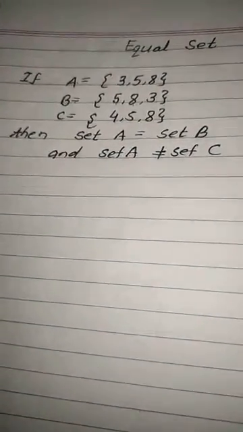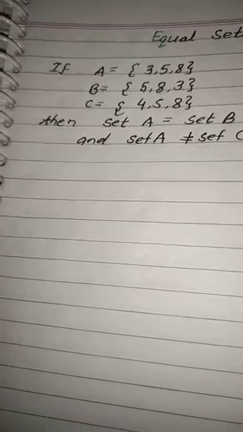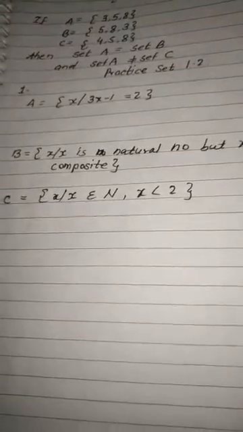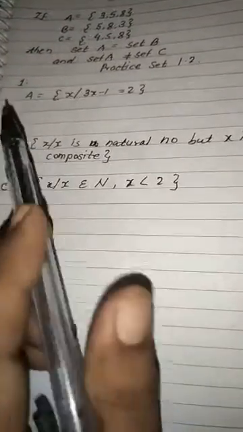Okay. So equal sets means when two sets consist of or contain the same elements, they are called equal sets. Students, in the first semester practice 1.2, we will justify that the sets A, B, C are equal.